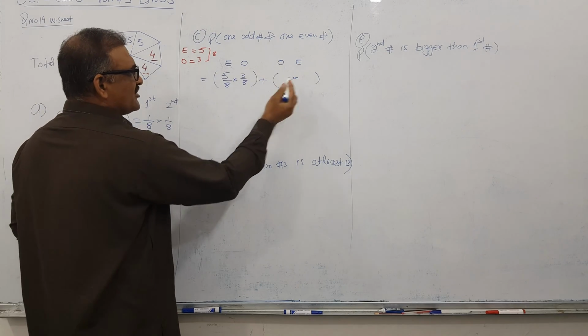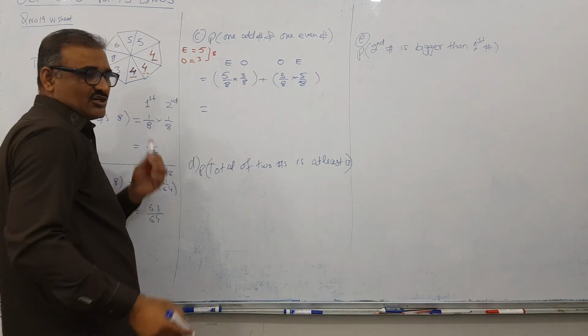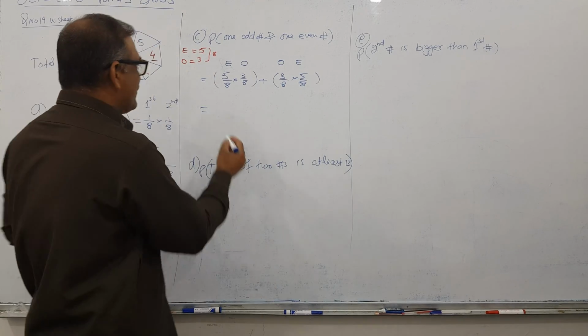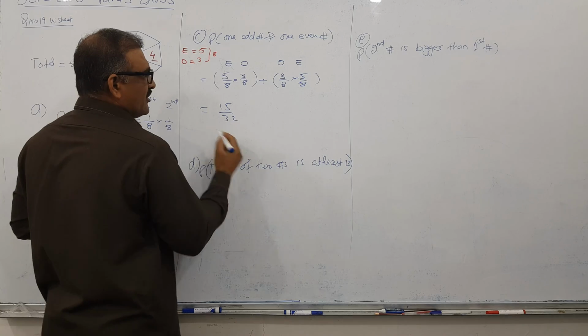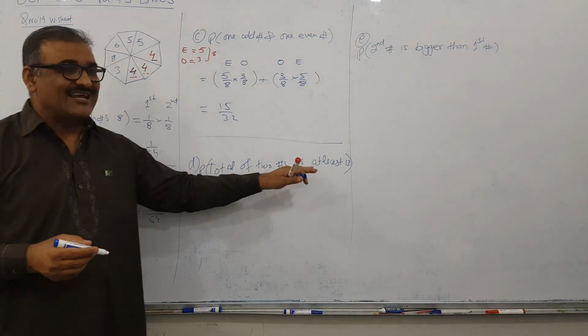And vice versa, so reverse. So 3 by 8 into 5 by 8. So the answer is coming here, 15 by 32. Okay. Now he said the total of the two numbers is at least 13.